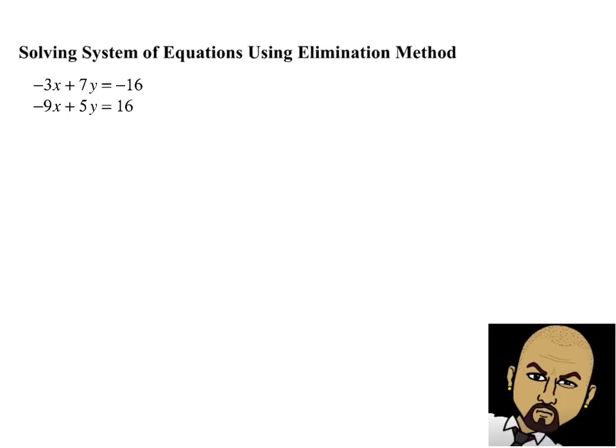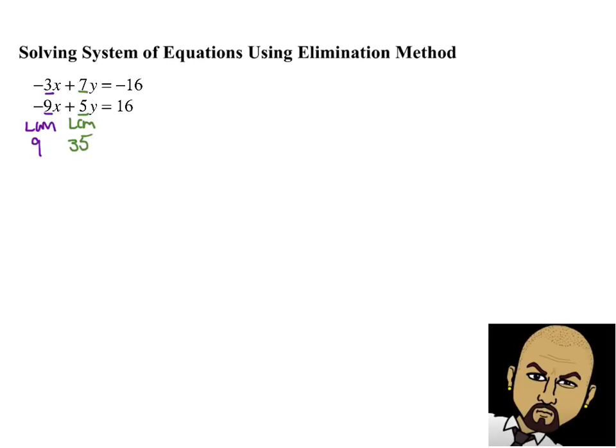No. And so what we've got to do is take a look at the least common multiples of the coefficients. So let's look at the x values. We've got a 3 and a 9. Now, when you find the least common multiple, don't worry about the sign. Just look at the value. And so the least common multiple of 3 and 9 is 9. Let's look at the y values. The least common multiple is 35.